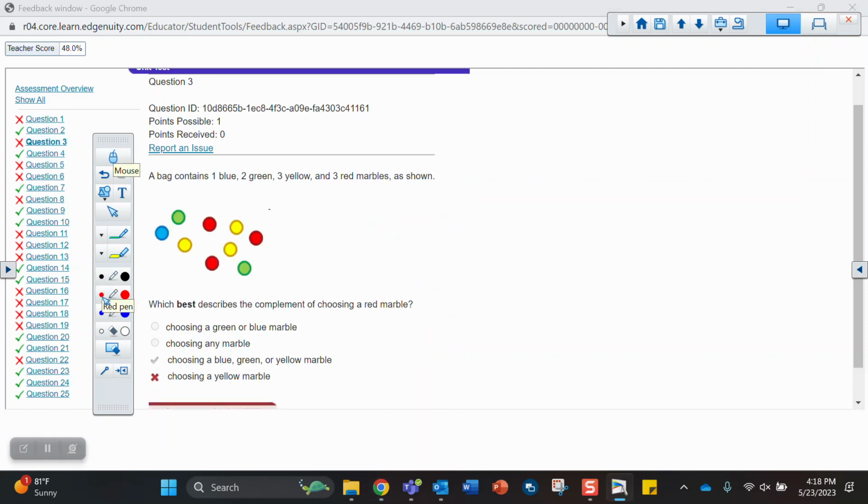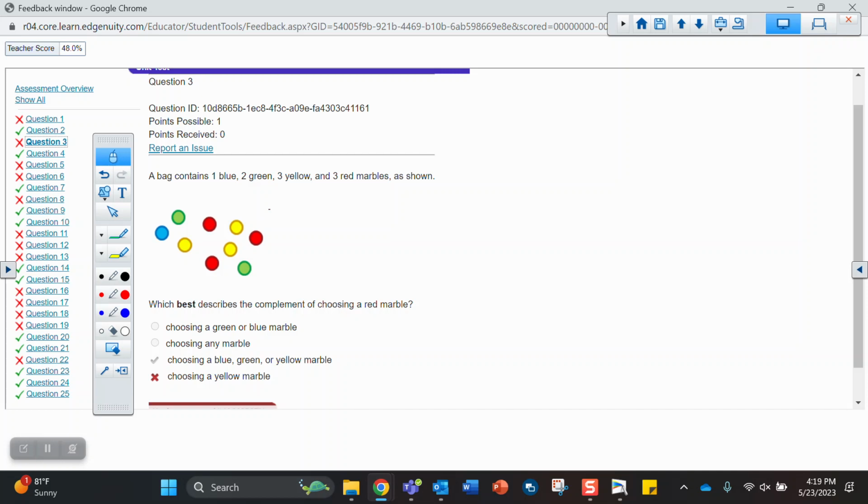This shows the marbles in a bag: 1 blue, 2 green, 3 yellow, and 3 red. Which best describes the complement of choosing a red marble? So when we talk about complement, we're talking about basically what it would be if we weren't choosing a red marble. What are our options if it's not red?